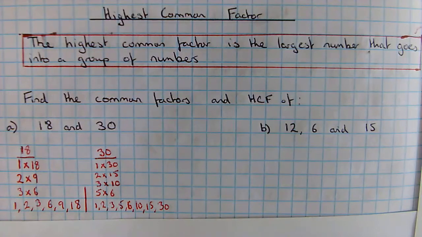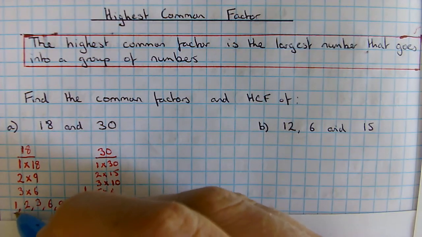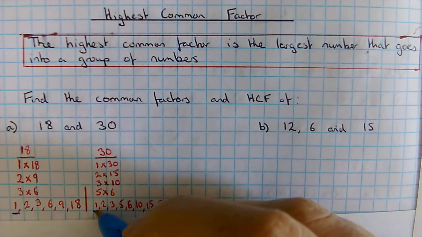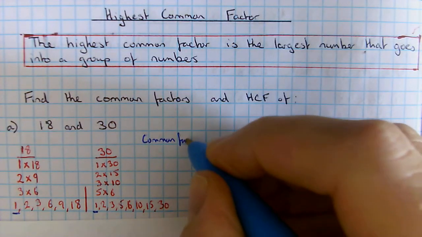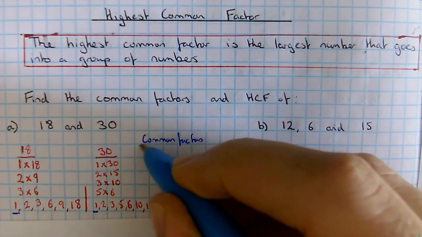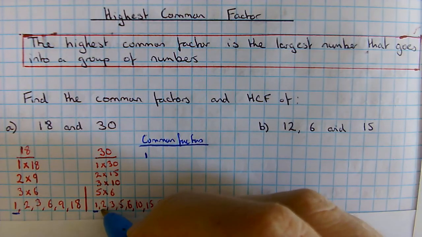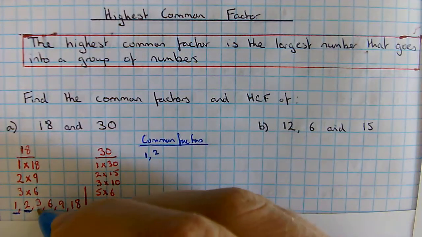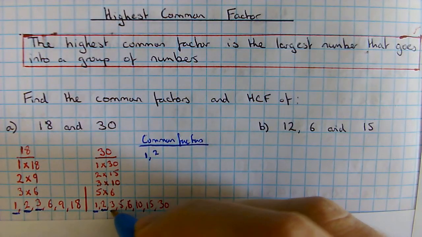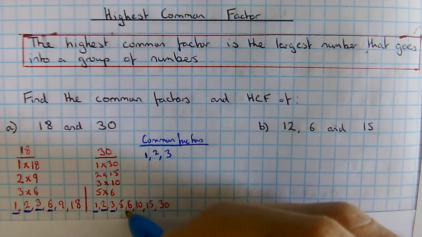So let's have a look at common factors. I'm going to underline common factors. So 1, which is in this list, is also in this list. So common factors include 1. Well, 2 is in this list and is also in this list, so it's common to both. So 2. 3 is in this list and is also in this list. 3. 6 is in this list and is also in this list.